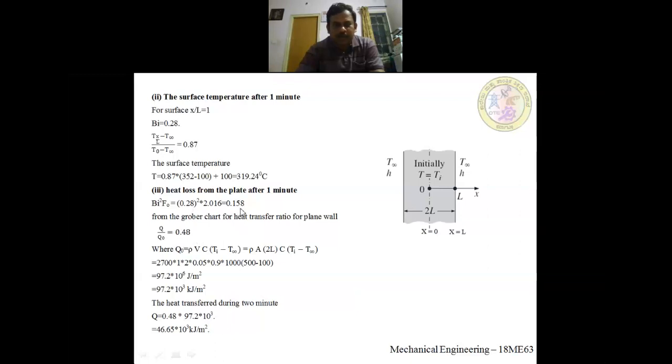Go to the Grober chart. You are going to get this value. You know how to calculate Q naught, rho V c Ti. Okay, as usual procedure. Finally, the heat transferred during 2 minutes. Okay, 0.48 times this. Okay, answer will be 46.65. Okay, everything has been given. You have to calculate 10 to the power of 3 kilojoules per meter square.